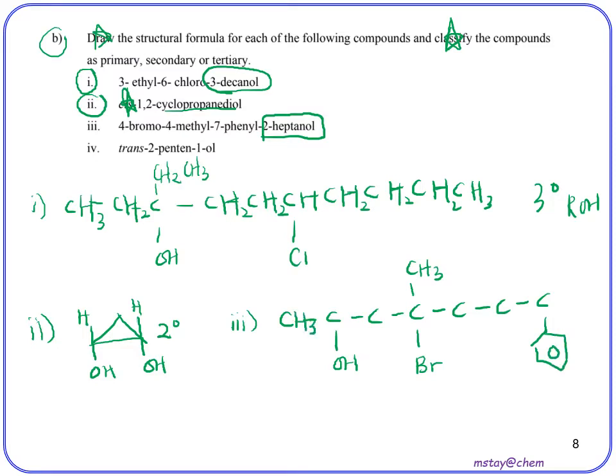Complete with the hydrogen: CH3, CH, CH2, CH2, CH2, and this one also CH2. And this alcohol is a secondary alcohol. So the last one, number 4, trans-2-penten-1-ol. It means that the first carbon is attached to the OH, and the 2 is the position of the double bond. So first carbon, second carbon, double bond.